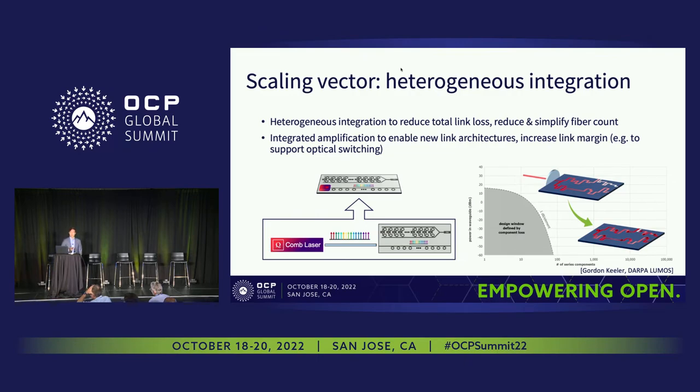I hinted at this before, but ultimately what we'd like to drive to is to have the laser and all the other components also integrated on the same silicon photonic chip. And there are obvious advantages to doing this. The first obvious one is you eliminate the coupling losses from the external laser to the silicon photonic chip. That reduces the total link loss, drives down your picojoules per bit, and reduces and simplifies the fiber count, so you don't have to pay for an extra pair of PM fibers between the external laser and the silicon photonics chip.